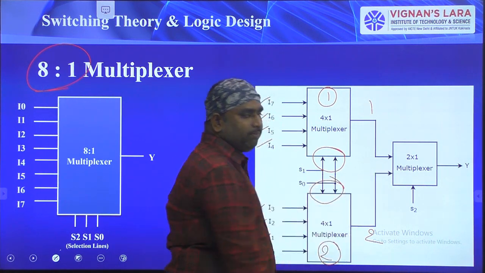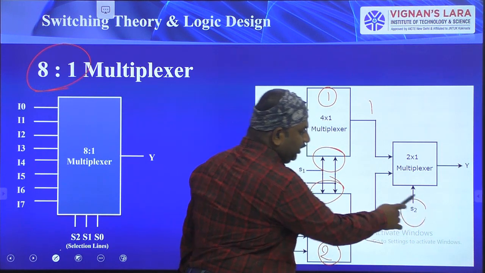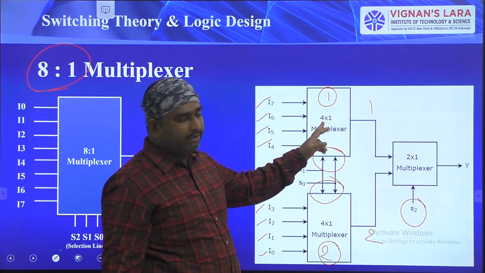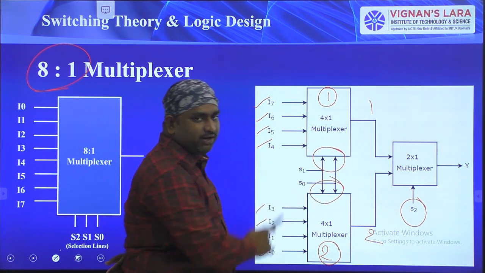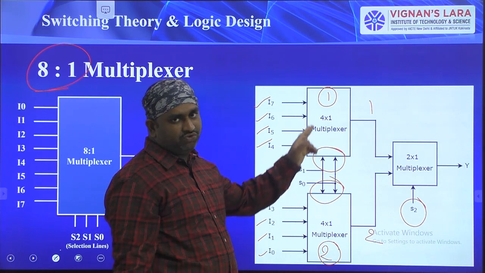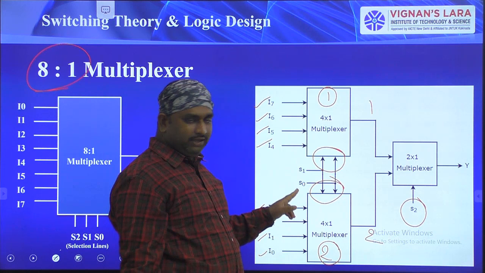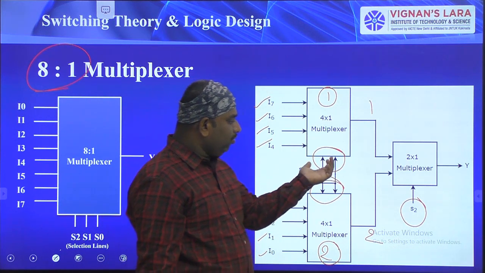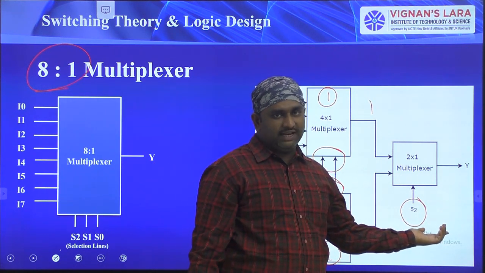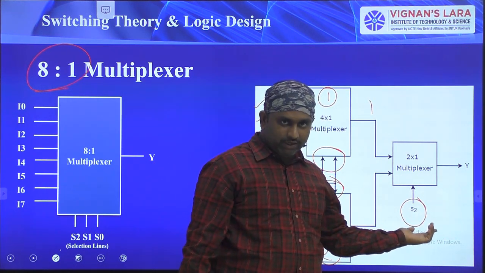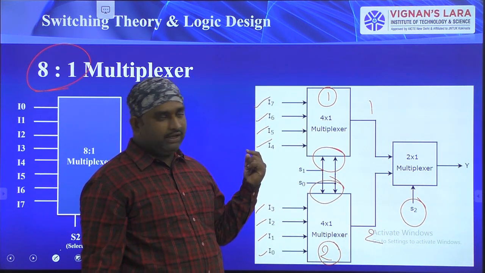This 2:1 multiplexer has one more selection line, which I am representing as S2. For the 2 4:1 multiplexers, I have S1, S0 and S1, S0. Those 2 selection lines from these 2 multiplexers I have shorted and represented as S1, S0. So only 2 selection lines are available at the first stage. At the second stage, I have one more selection line, that is S2. Totally I have 3 selection lines, S2, S1, S0.